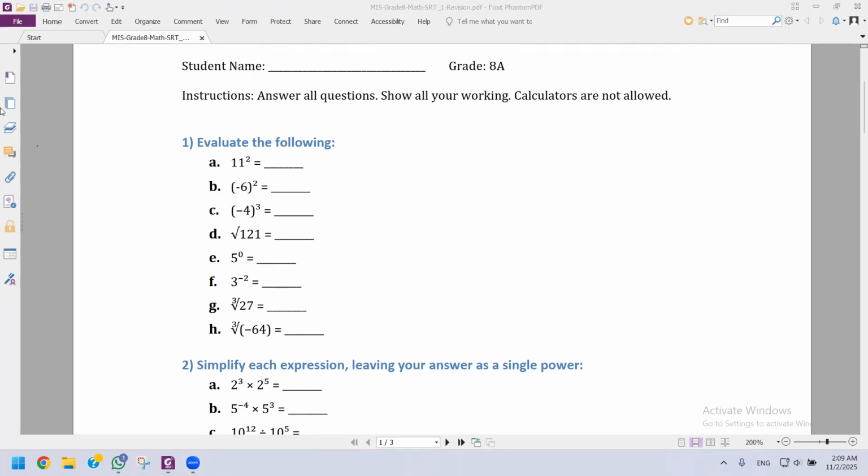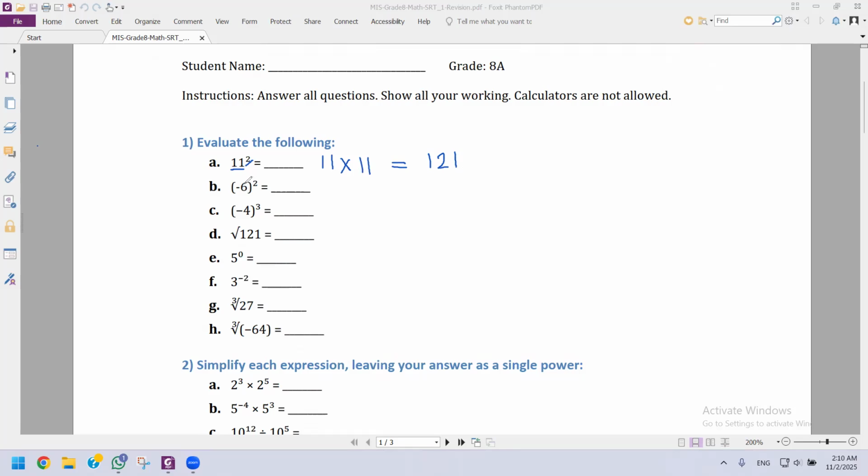So first one, 11 square, which means we don't have to explain it in the exam. You can write the answer, but this is for the one who doesn't know. 11 square means multiply 11 by itself 2 times. So 11 times 11 is 121. Next, we have minus 6 to the power of 2.